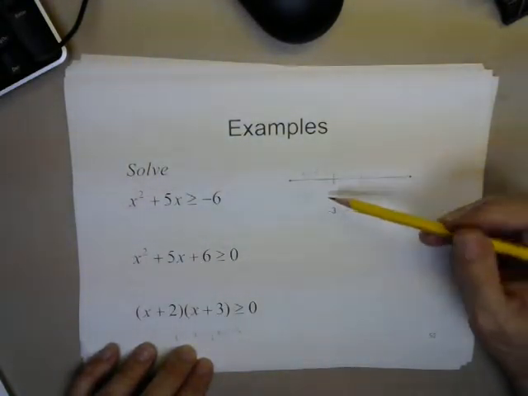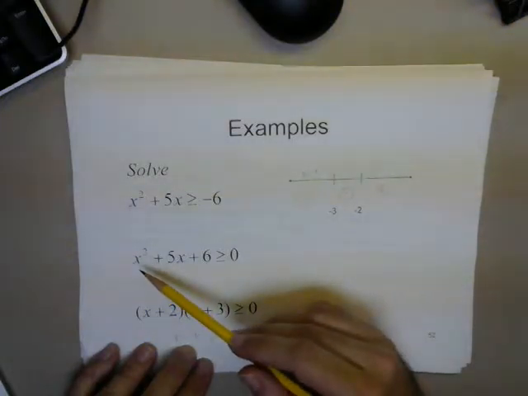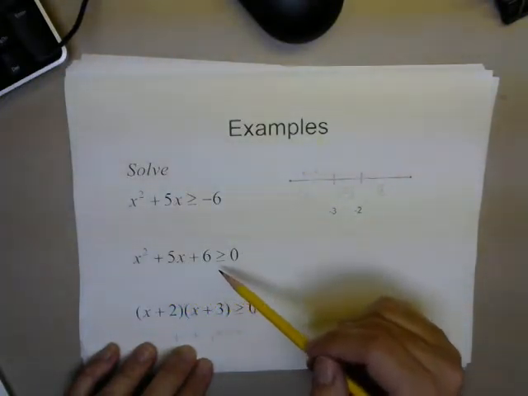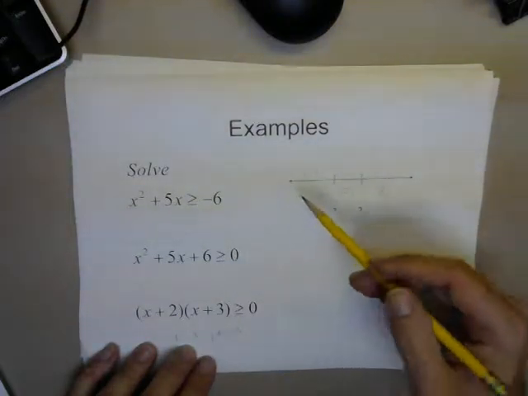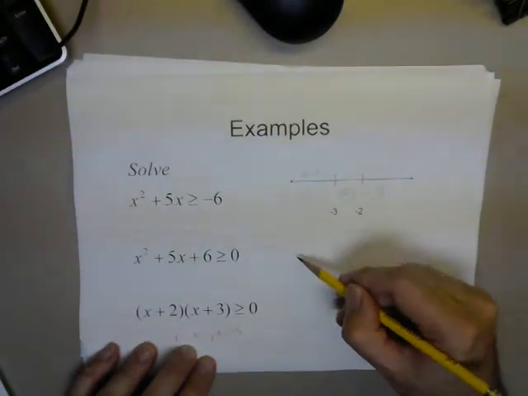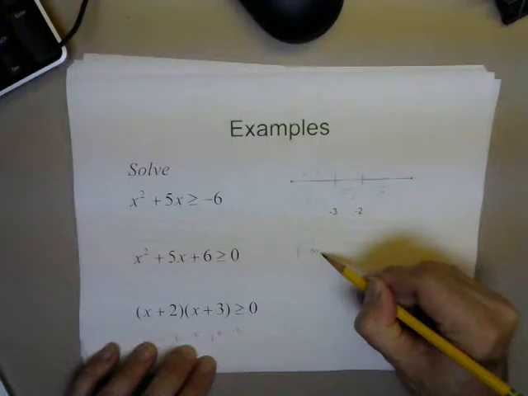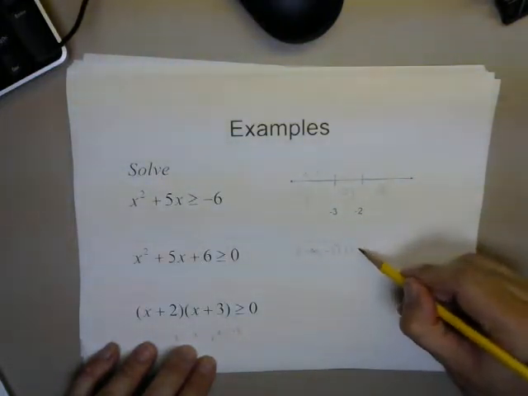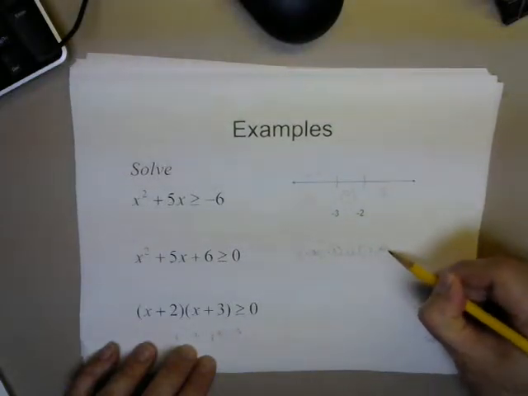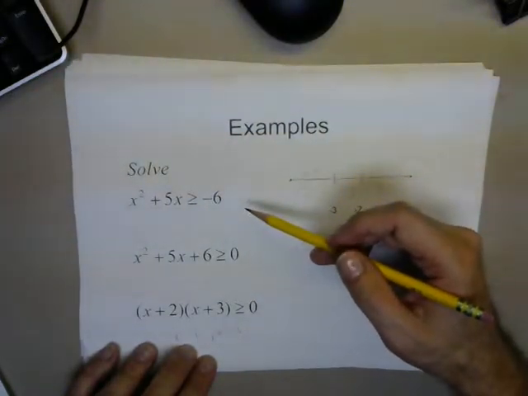And then again, look at your original inequality, where I'm trying to figure out things that will make this greater than or equal to 0. So again, that would be the positive regions. So the solution in this case would be everything from negative infinity to negative 3, and then from negative 2 to infinity. And that will also be a solution to the original inequality.